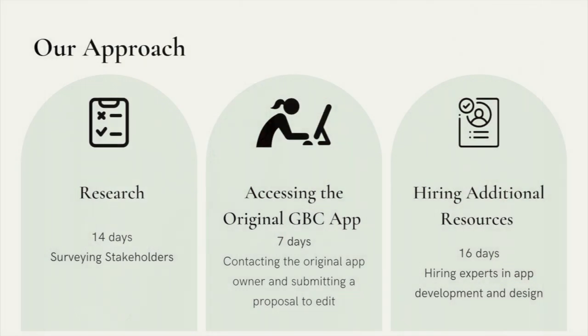Each of our key milestones has their own set of tasks and objectives that will be completed by the project team. The research phase of our project includes creating and sharing a survey with stakeholders, as well as evaluating the results. This phase will take 14 days to complete. Following the research phase, our team will gain access to the original George Brown College app by contacting the owner and submitting a proposal to edit. This phase will be completed within 7 days.